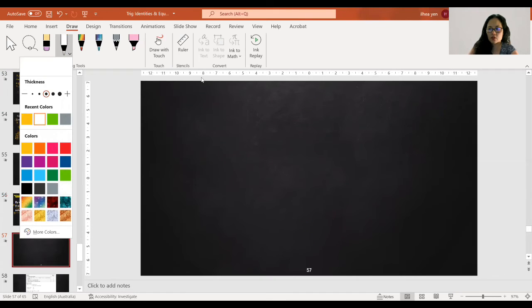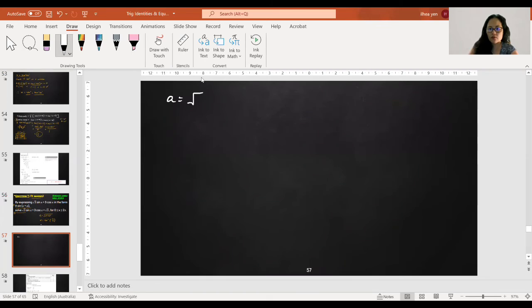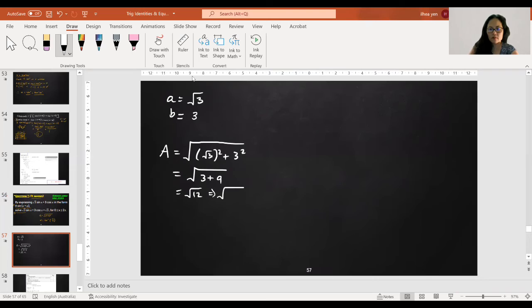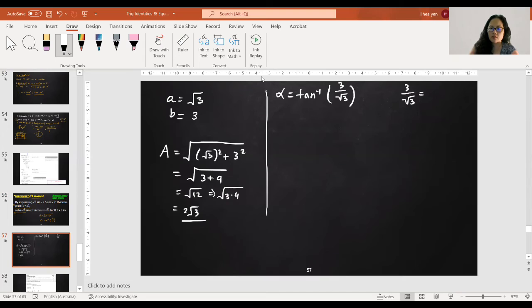With that expression that we got, a is root 3 and b is 3. Okay, so I'm going to find r: root 3 squared plus 3 squared is 12. So that's what? 3, 4. 2 root 3. Okay, so 2 root 3. Alpha is tan inverse of b over a, 3 over root 3. What's 3 over root 3? That's root 3. We rationalize the denominator.